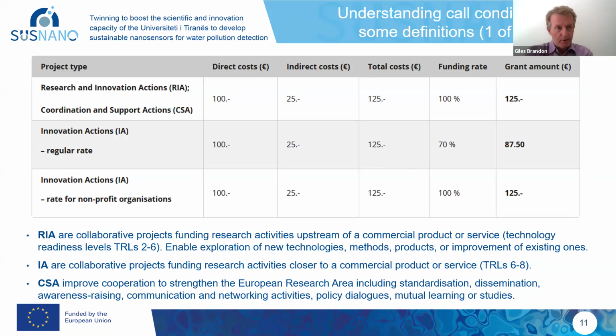But let's consider the regular rate, in other words, for private companies. For every 100 euros of direct costs, the Commission says, okay, we again provide 25%, in other words, 25 euros of indirect costs. So that will give a total cost of 125. But at this point, the funding rate we're going to provide is 70%, not 100%. And this 70% is applied to the total cost. So 70% of 125 gives you 87.50 euros. So reading from start straight to end, for every 100 euros of direct costs in an innovation action, for example, for a private company, they will get a grant of 87.50 euros.